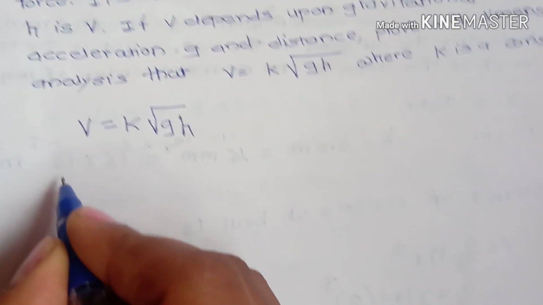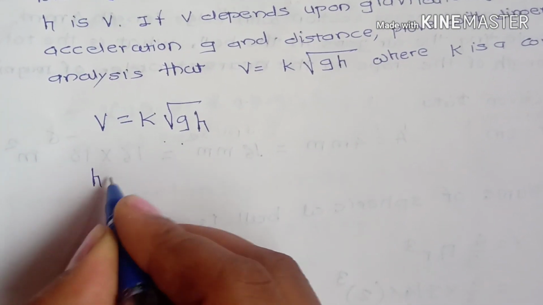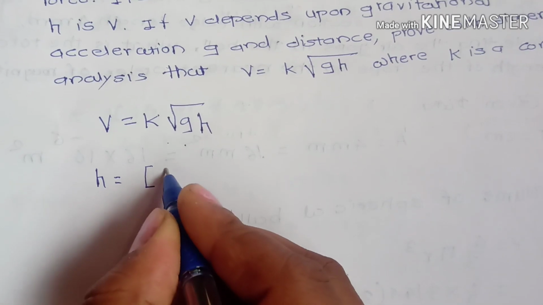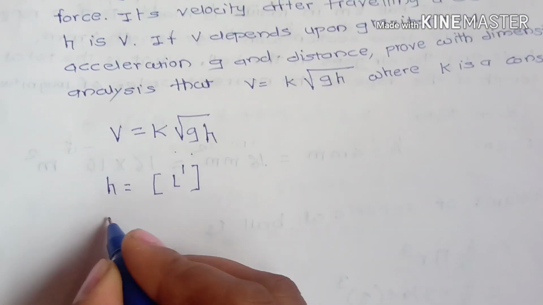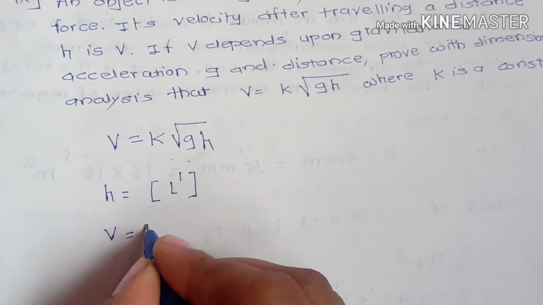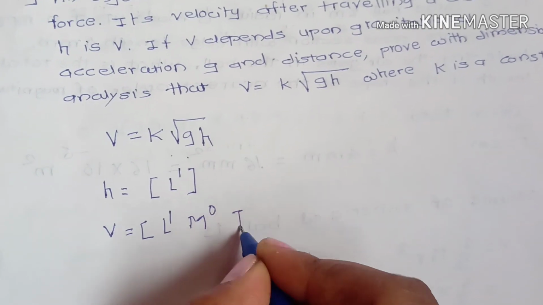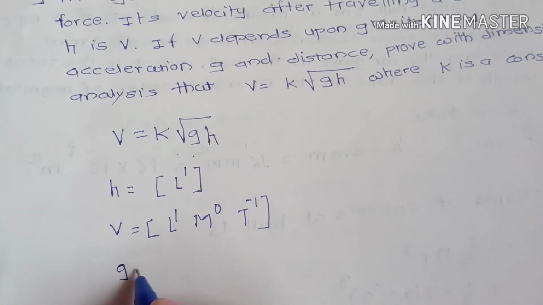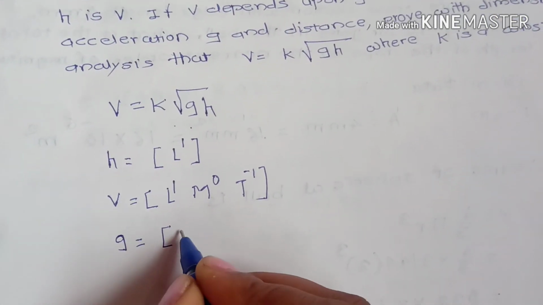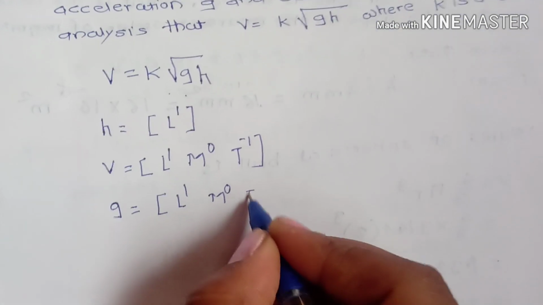Now first we write the dimensions of all these quantities. H is the height, related to length L, so its dimensions are L raised to 1. V is the velocity, its dimensions are L raised to 1, M raised to 0 and T raised to minus 1. Next, the dimensions of g: g is the acceleration due to gravity and its dimensions are L raised to 1, M raised to 0 and T raised to minus 2.